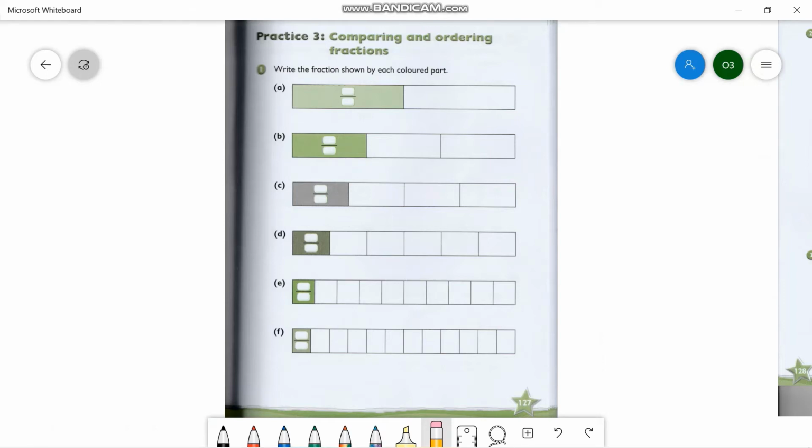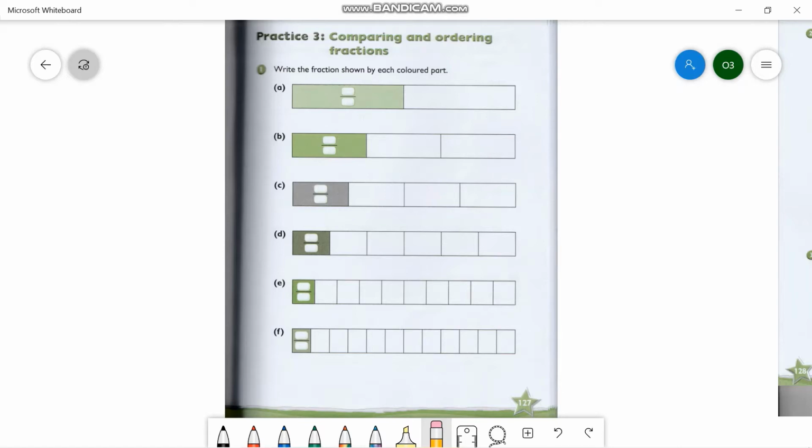Okay, now let's go to workbook. We will answer page 127 up to page 129. Okay, so number one, write the fraction shown by each colored part. Okay, you just have to look at the shaded part and then write the fraction.